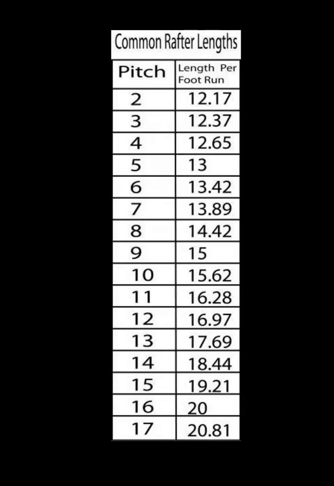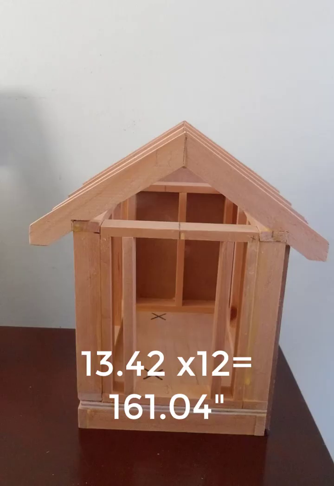Not all framing squares have a table on them. So here is one that I found off the internet that you could use also to do your calculations. What we're going to do is take the 13.42, multiply it times 12, and that will give us the length of the common rafter in inches from the ridge to the outside of the wall edge.